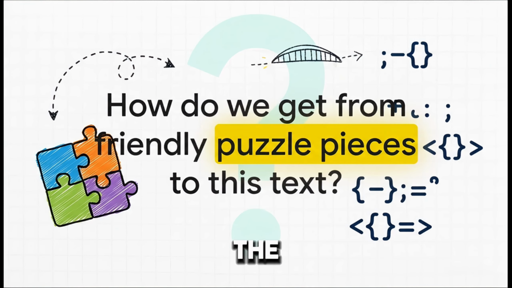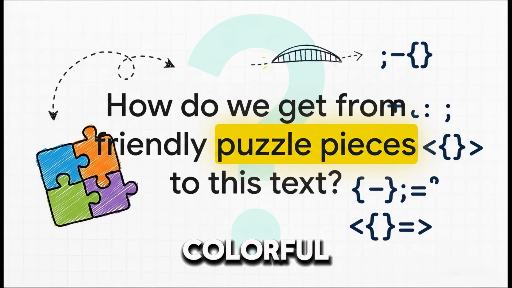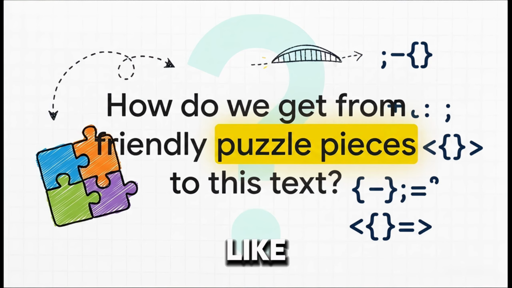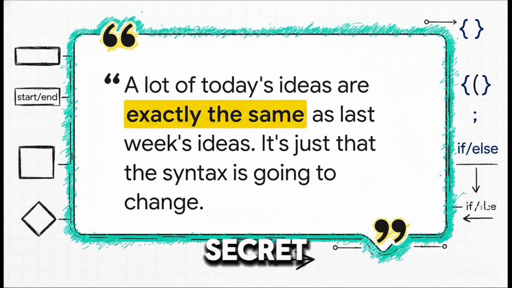So, that's the big question, isn't it? How in the world do we get from these friendly, colorful puzzle pieces to what honestly looks like some kind of secret code? Well, the good news is you're way closer than you think. And here's the secret. The main ideas, the logic, the loops, the conditions, they're all identical. You already get it. All we're really doing here is learning a new way to write those ideas down. It's just a different syntax, a different grammar for the same concepts.